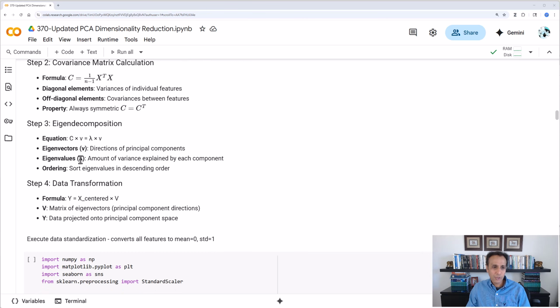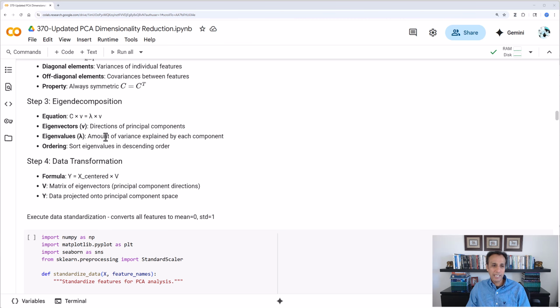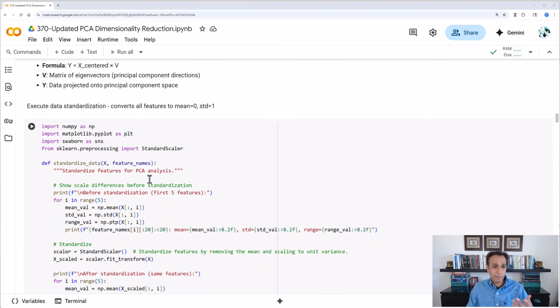and eigenvalues, and from there you basically have your transformation equation right there. Because once you have the direction of principal components, you just take your centered data, multiply by that to get your data projected onto this principal component space. So that's basically what's going on here.